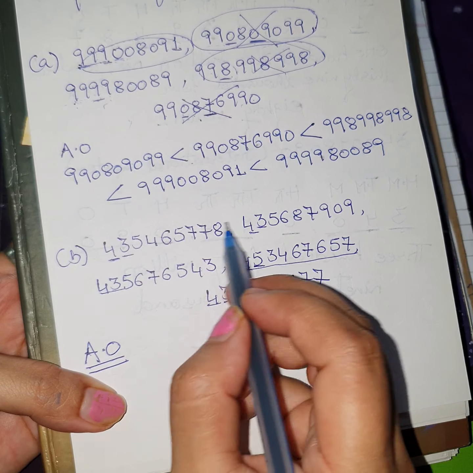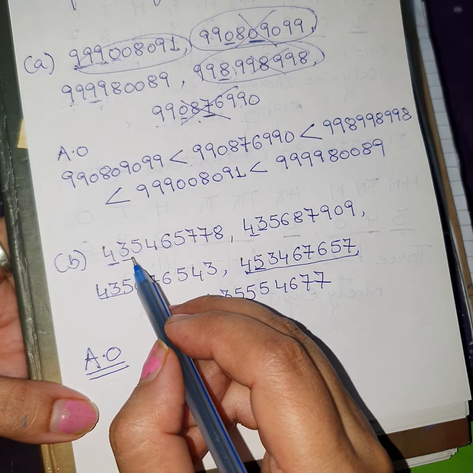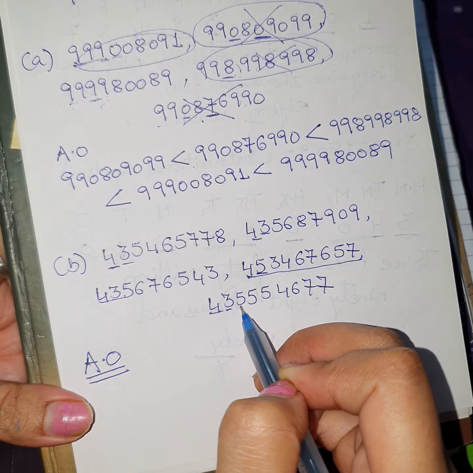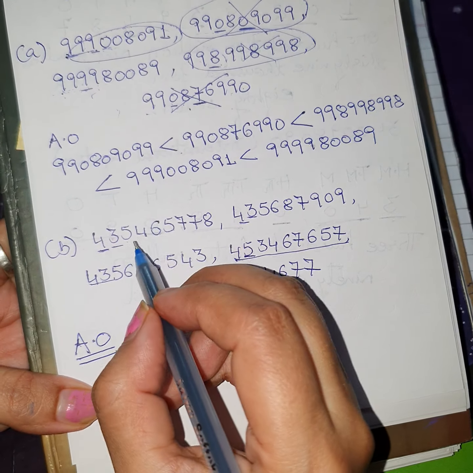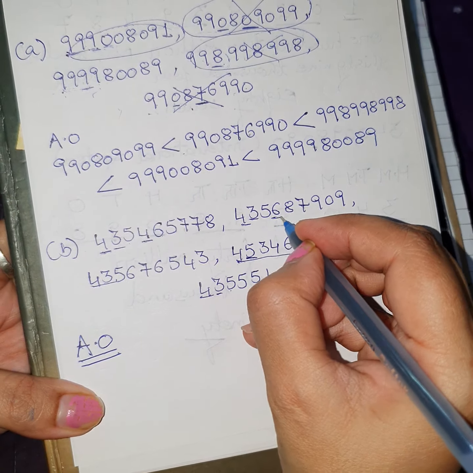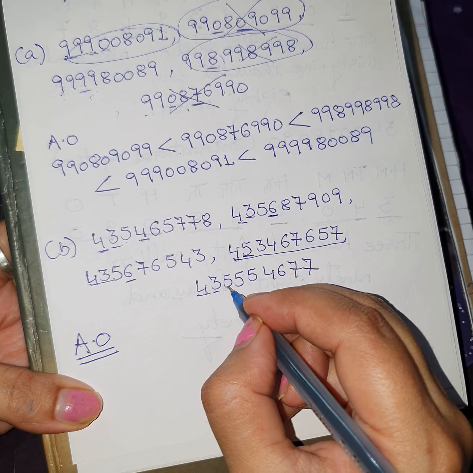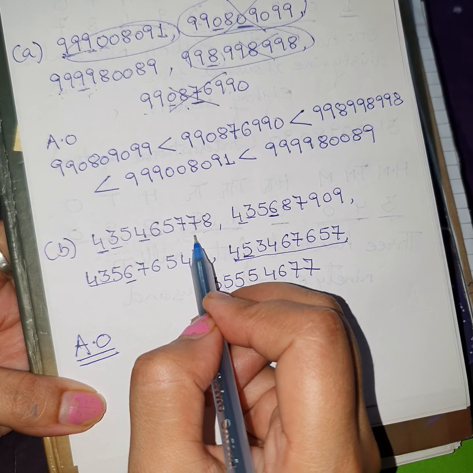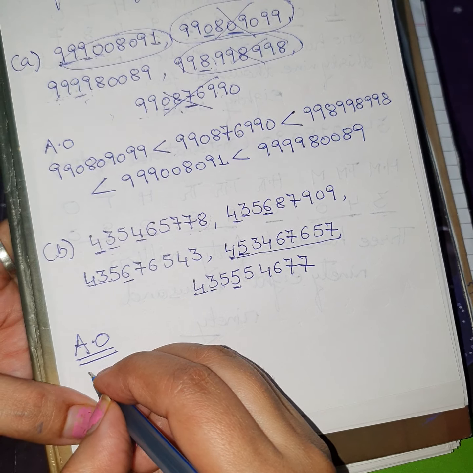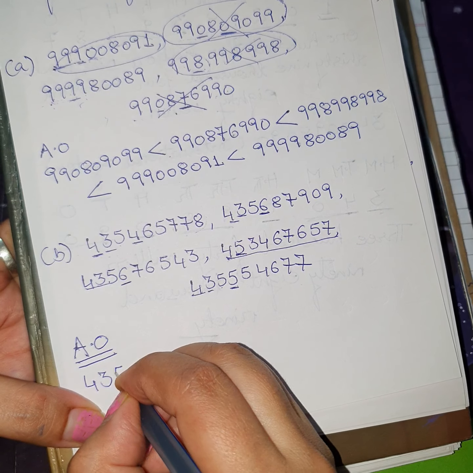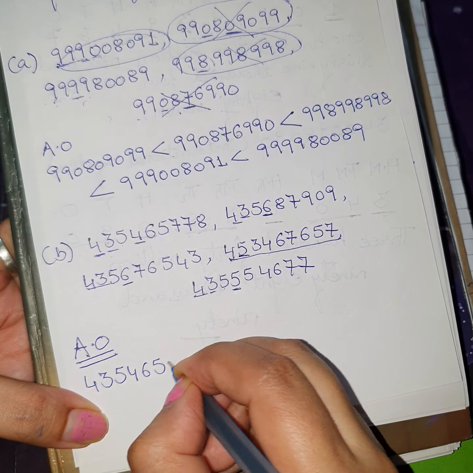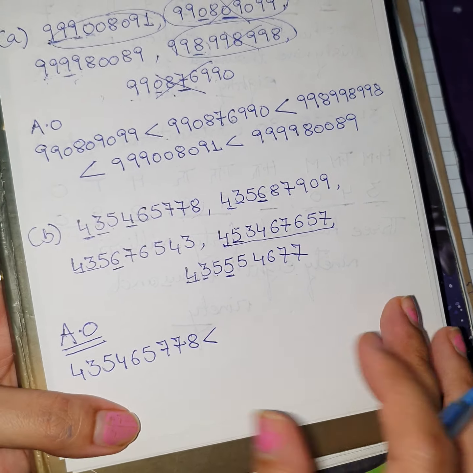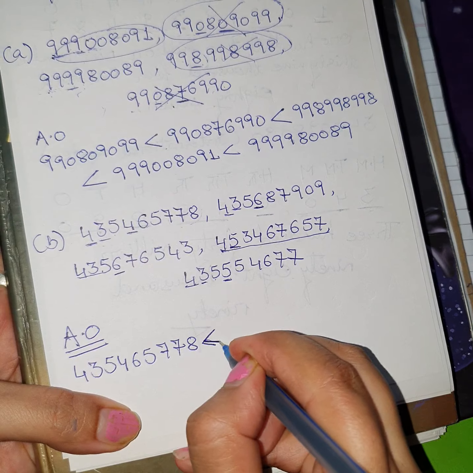Now we have to compare from these numbers which is smaller. Move on to the next digit 5, 5, 5, 5. Third digit is same. Move on to the fourth digit 4, 6, 6 and 5. So which one is smaller? This one, first one only. So we will be writing the first number 4, 3, 5, 4, 6, 5, 7, 8. Now this is smaller and the next one will be greater than this. So you have to put the sign of less than here.